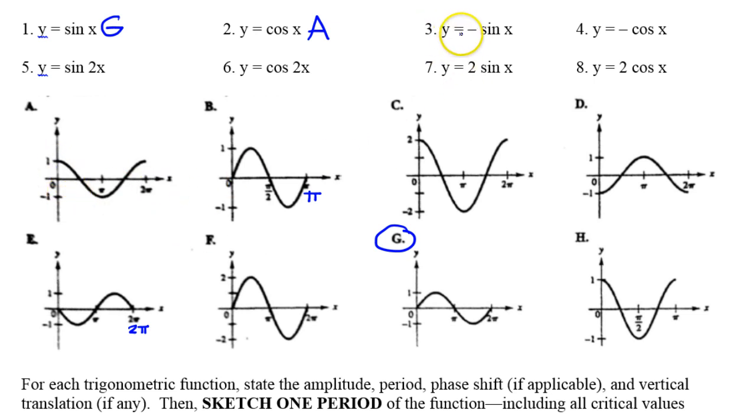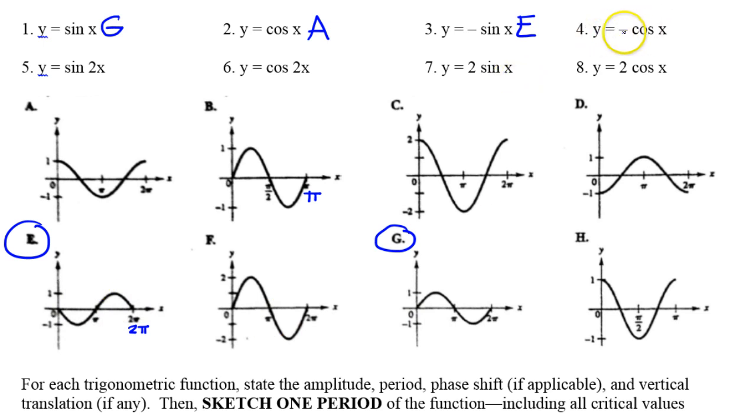What about number 3? Now, if you have a negative sign in front like this, that is going to be a reflection over the x-axis. So we're looking for the graph that looks like this, except it's upside down. So it should go down first. And that's what's happening here at E. Okay, it has a period of 2 pi, an amplitude of 1, but it goes down first. So it's upside down, so that's why the answer is E.